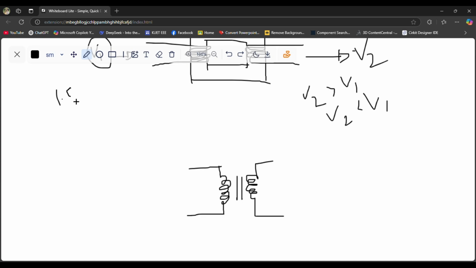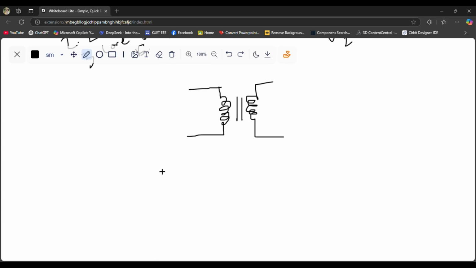First of all we have to take the copper loss, then a leakage reactance part, then third the core loss part. In the core loss we have two components, one is eddy current loss and one is hysteresis loss. Let's say this is the primary side.